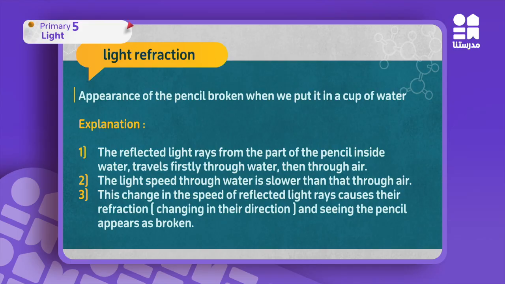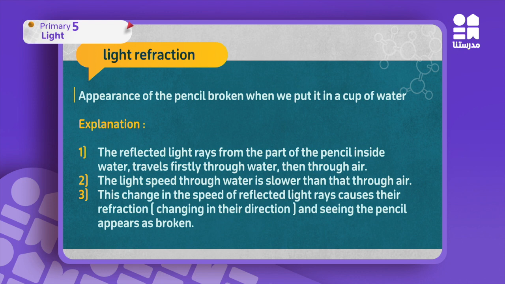طب ازاي؟ ايه اللي بيحصل؟ بيحصل changing in their direction. الدايركشن بتاع الريز the light rays بيتغير. ليه؟ بسبب change in the speed. And then we can show the pencil, it appears as broken. بنشوفه as if it's broken.